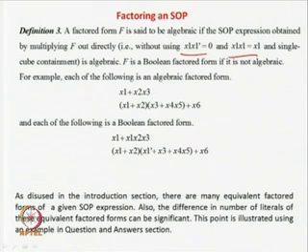Otherwise it will become a Boolean factored form. For example, each of the following is an algebraic factored form, right, because x1, x2, x3. Even if I open it up, it is already opened, so x1 does not belong to x2 or x3. So, it becomes an algebraic form. Now, if you look at this one, I can open it up. So, if you open it up, it will be what?